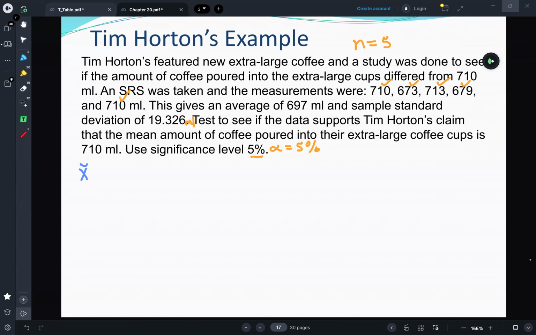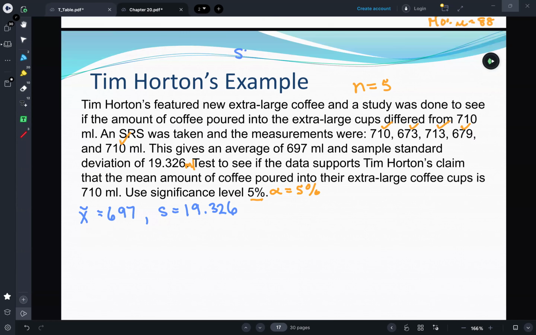The sample mean was 697 mils. The sample standard deviation for those, you can work that out. You can work both of these out, right? If you add up those 5 values and divide by 5, you should get 697, because I'm giving you all the raw values. You should be able to calculate the mean from those 5 cups. Should come to 697 mils. And you can also convince yourself that the sample standard deviation is equal to 19.326 using that formula.